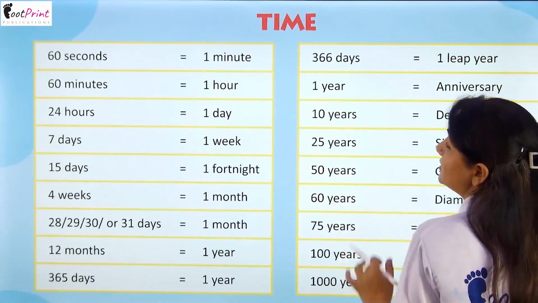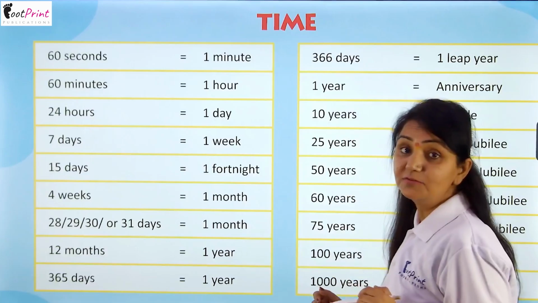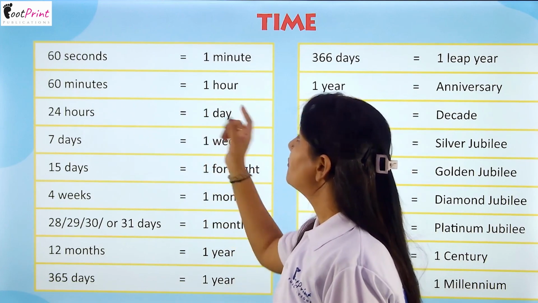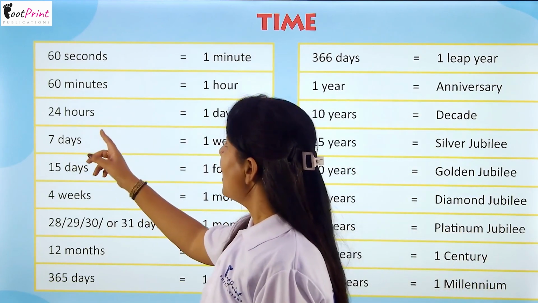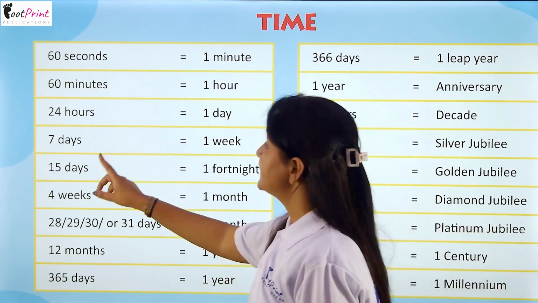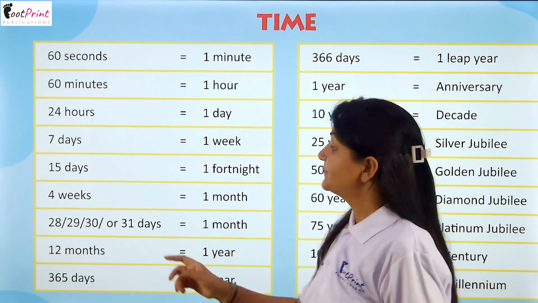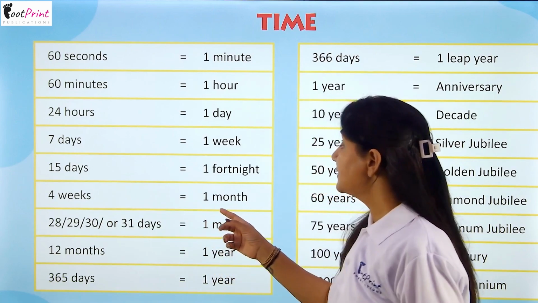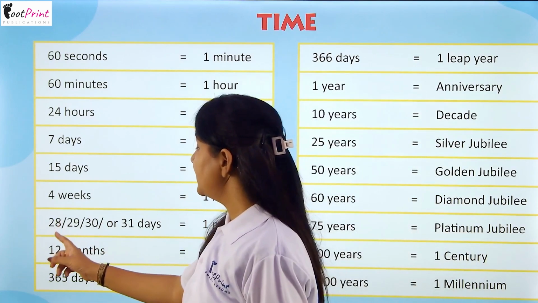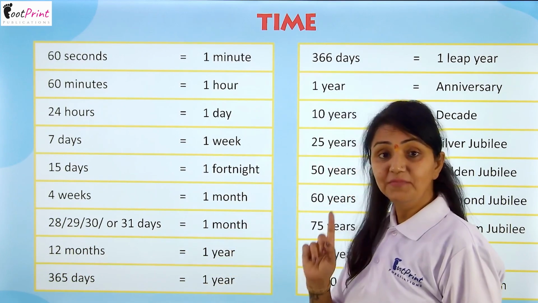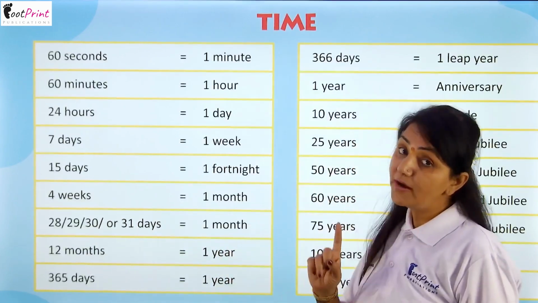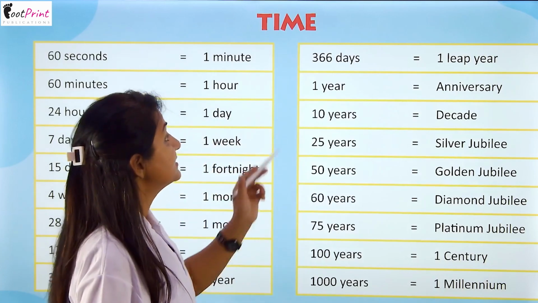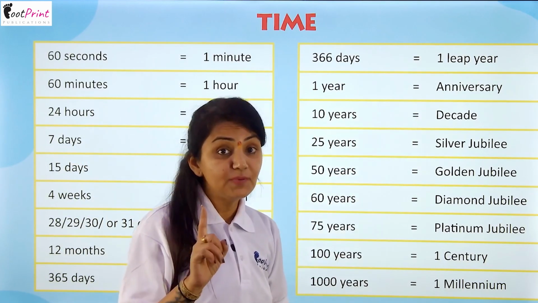Here we have the topic time, and I would like to tell you that 60 seconds make 1 minute, 60 minutes make 1 hour, 24 hours make 1 day, 7 days make 1 week, 15 days make 1 fortnight, 4 weeks make 1 month, and we have 28, 29, 30 or 31 days in a month, 12 months in 1 year, 365 days make 1 year, and 366 days make 1 leap year.